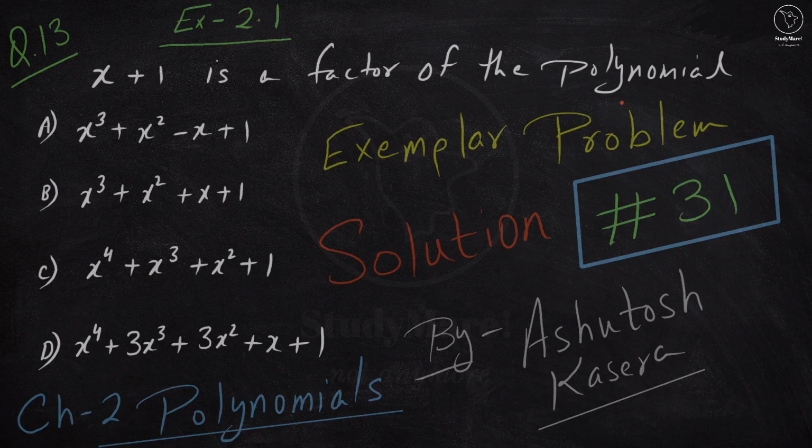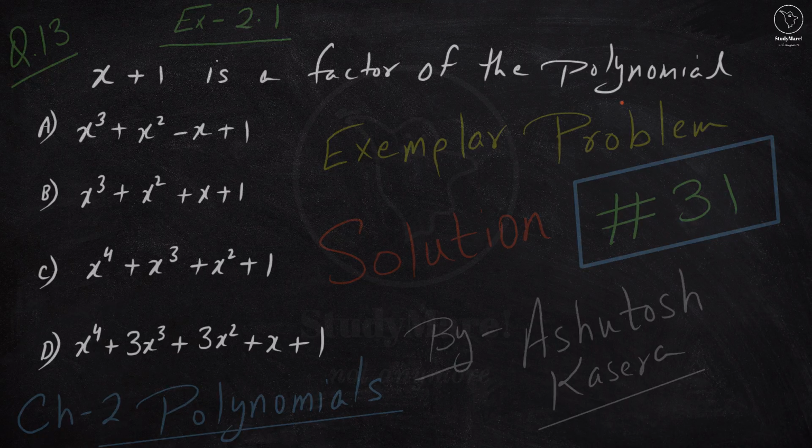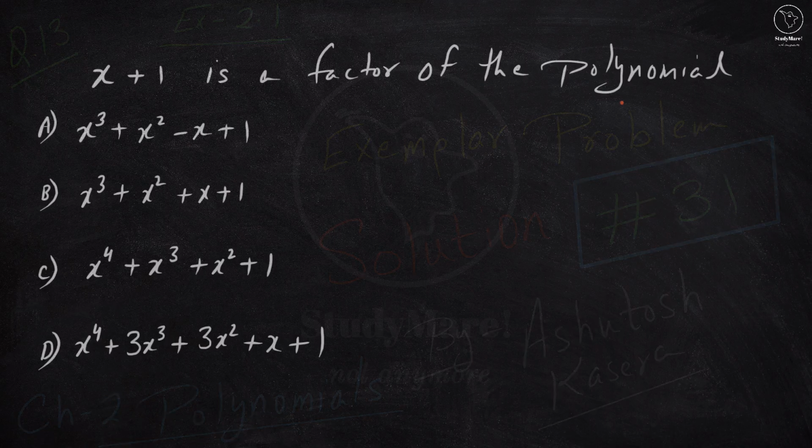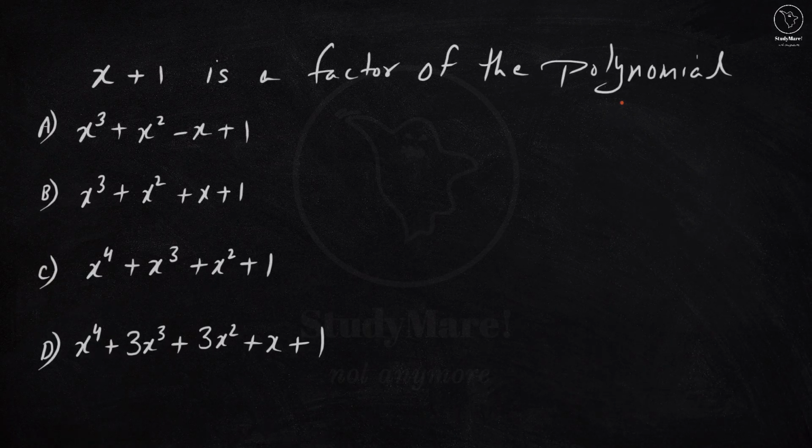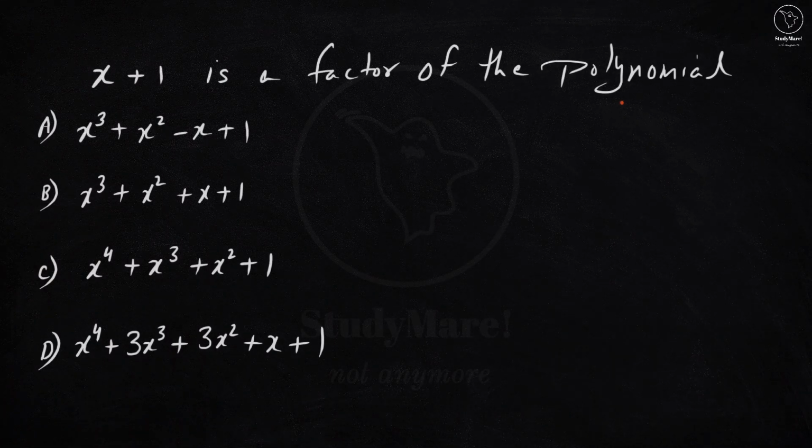Now we have four options and we have to choose one where x plus 1 is a factor of this polynomial. How are we going to do it? Again, this is not difficult. You just need simple tricks to solve such questions.